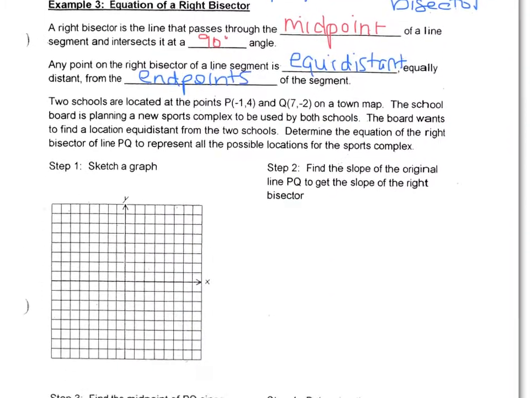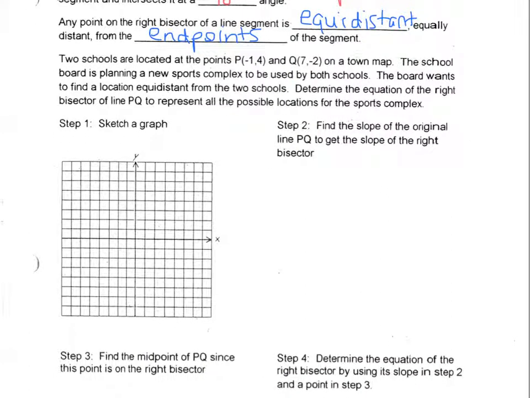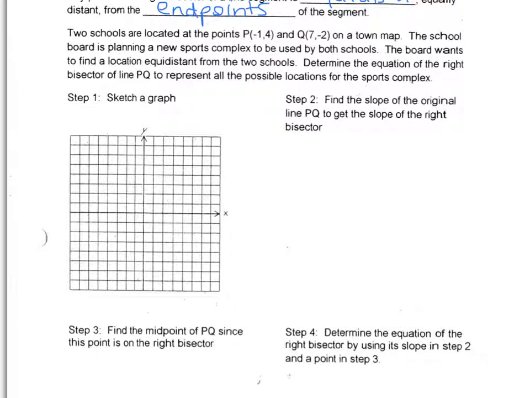So we're going to move this up and we're going to look at the example on the page. It says two schools are located at the points (-1, 4) and (7, -2) on a town map. So whenever we have a question, we're always going to sketch an example so that we can check our answers and make sure that they make sense. I'm going to do the best I can with my sketching here, although it's pretty difficult without a ruler to draw some accurate sketches, but we'll see how we can do.